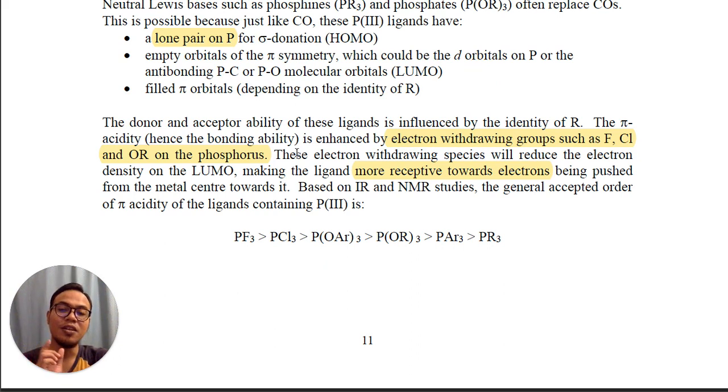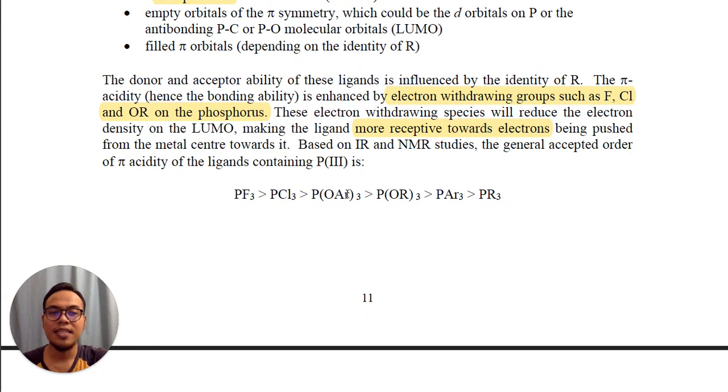This is only possible in this case by having an electron withdrawing group. Your electron withdrawing group will pull the electrons from your ligand, making your ligand slightly positive. Once it is positive, it tends to receive more electrons later from the metal. Based on IR and NMR studies, this is the general order for pi acidity of your ligands containing phosphorus. The first one is definitely PF3.